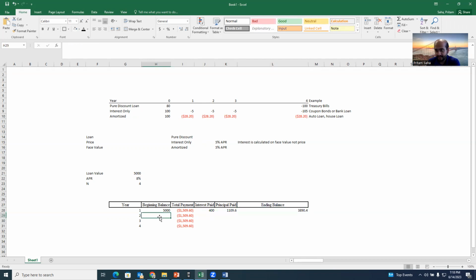Year two beginning is basically end of year one. Payment is fixed. Interest now is this new beginning for year two times 8%. Make sense? Now this is going to be 1509.6 minus interest. Did you see that for year two, we are making more payment toward the loan value because we reduced the loan value in year one, right?